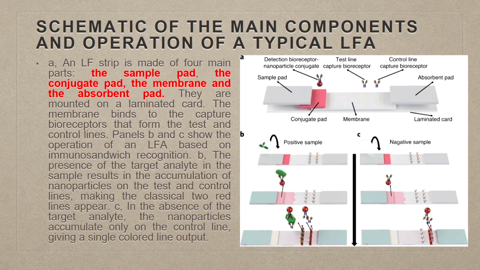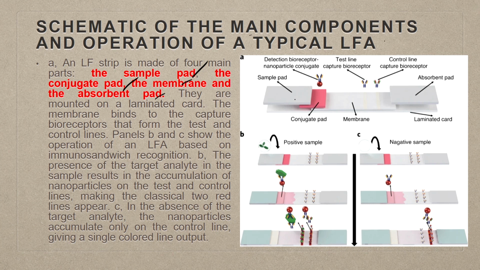Now, if we look at the schematic of the main component and operation of a typical LFA, an LFA strip is made up of four main parts: the sample pad, the conjugate pad, the membrane, and the absorbent pad. They are mounted on a laminated card. The membrane binds to the capture bioreceptors that form the test and control lines.